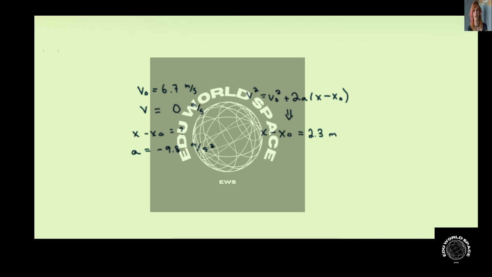This is the distance the ball travels, but it's not the maximum height, because we're told the ball leaves his hand at 2.2 meters. So it turns out that x naught is 2.2 meters. When we plug that in and solve for x, the actual maximum height of the ball, we get that x is 4.5 meters, which is the final answer for part B.